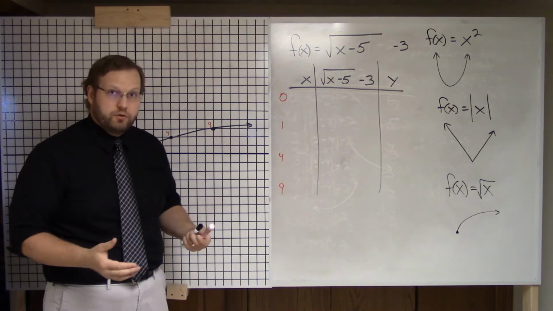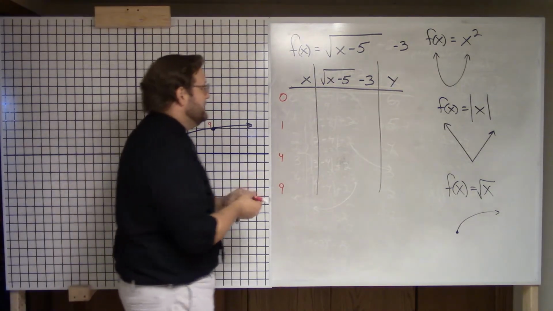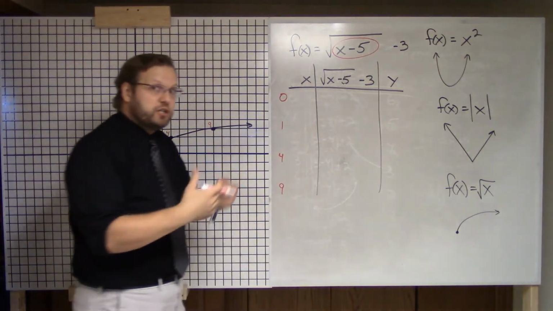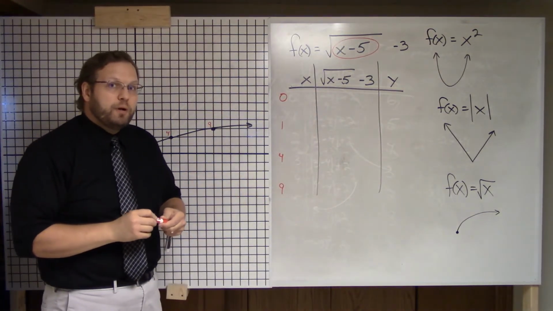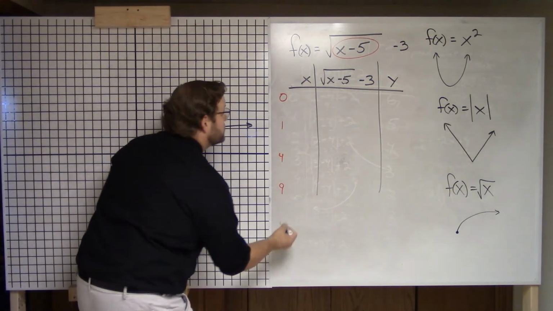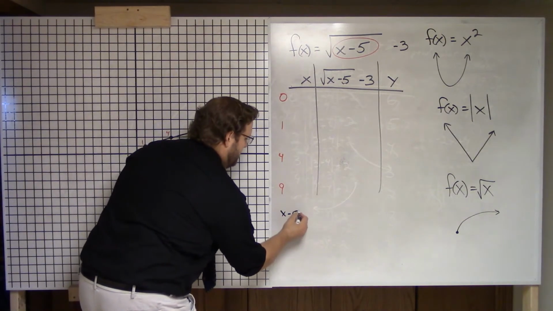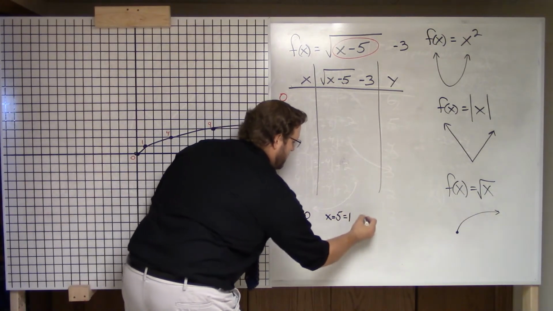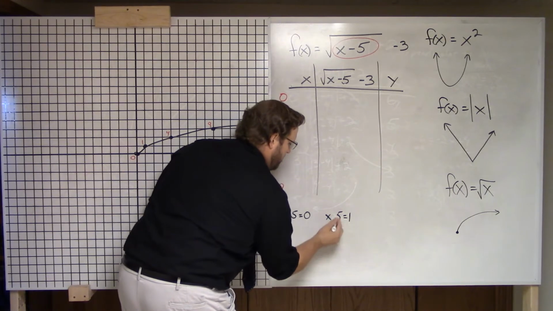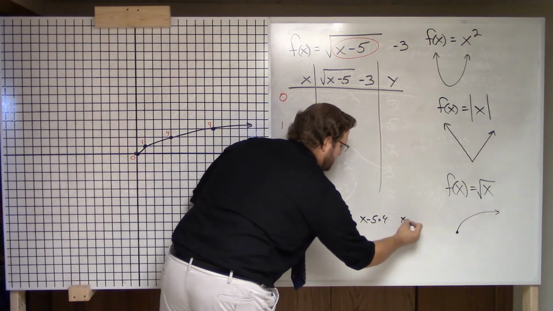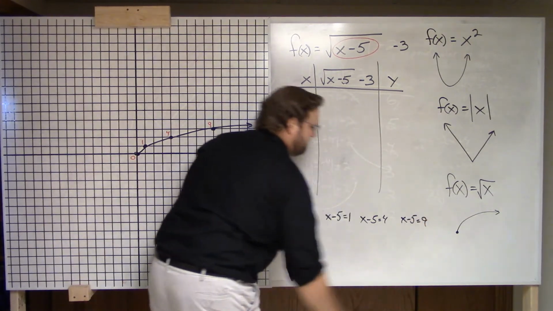Now, where do I get those from? I am going to take the radicand. That's the expression underneath the radical. And I'm going to set that equal to 0, 1, 4, and 9. Okay, so x minus 5 equals 0. X minus 5 equals 1. X minus 5 equals 4, and x minus 5 equals 9.